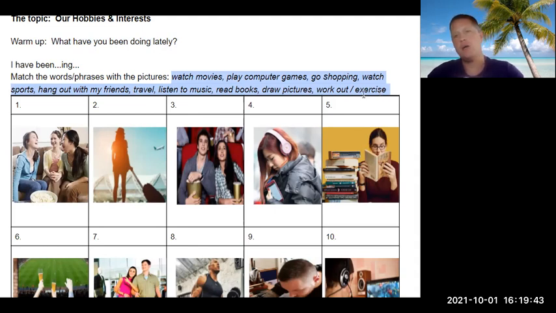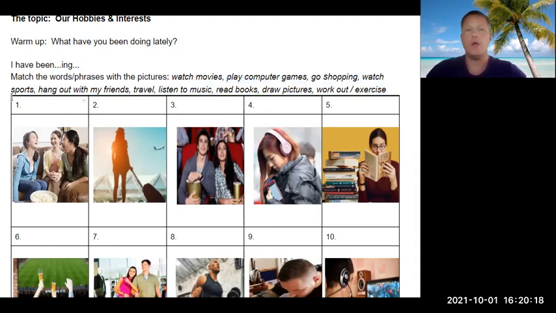All right, and now pause the video if you need to and match the words and phrases with the pictures and change the verb to the ing form. I have been watching movies, playing computer games. And then when you're ready, I'll give you the answers. Okay, here we go. So I'm going to ask you this question. What have you been doing lately? And you're going to say, I've been watching movies. I've been playing computer games, etc.